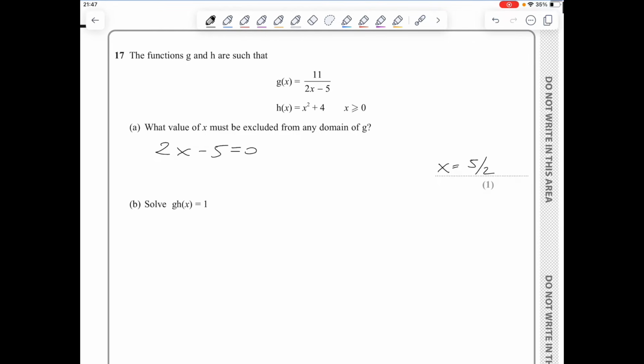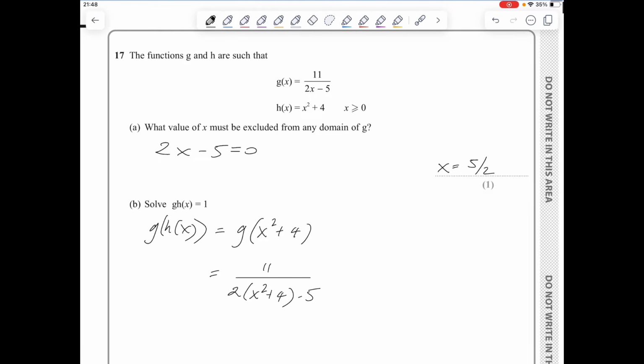For part B, I'll start by first finding gh of x. Now gh of x implies that I'll take function g, and as an input I'm going to use function h, which is x squared plus 4. And to find this, I'll go at function g, and I will replace the x with x squared plus 4. So this will give me 11 over 2 bracket x squared plus 4, close the bracket, minus 5.